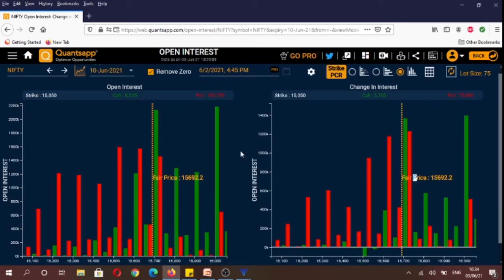Now, we would be analyzing the overall open interest data for 10th June weekly expiry contract. So the highest amount of open interest for calls lies at 16,000 strike, followed by 15,700 strike. And highest quantity of puts have been written at 15,600 strike, followed by 15,500 strike. So broad range is of 15,500 and 15,600 to the downside, and 15,700 to 16,000 levels to the upside.